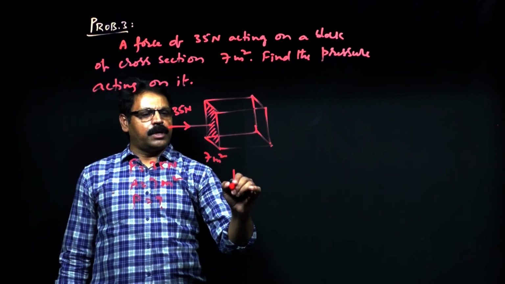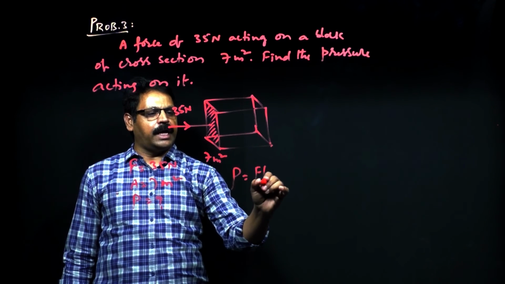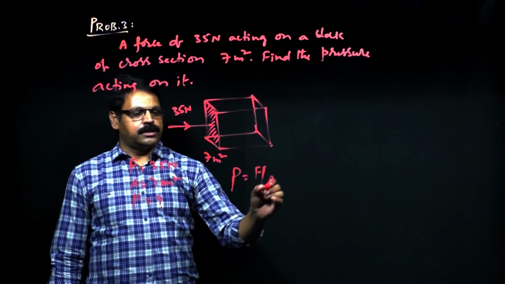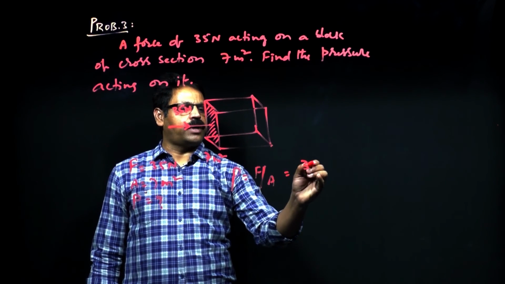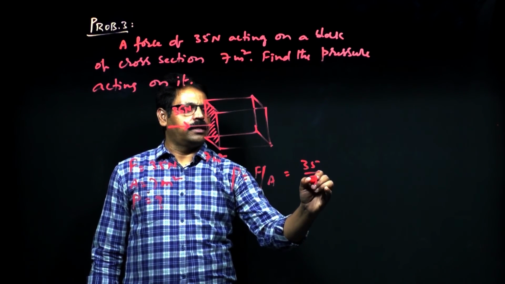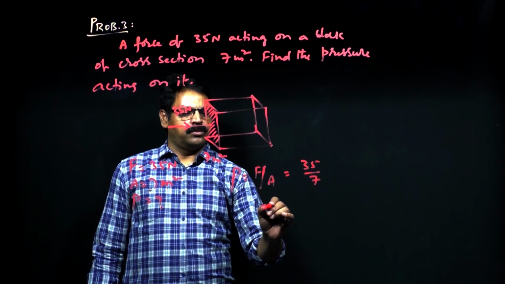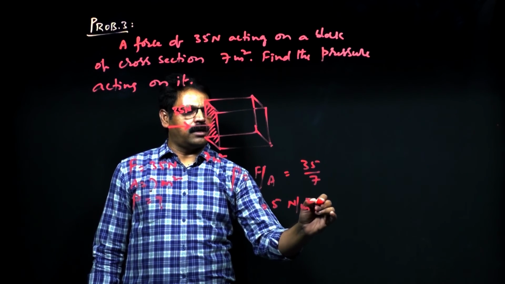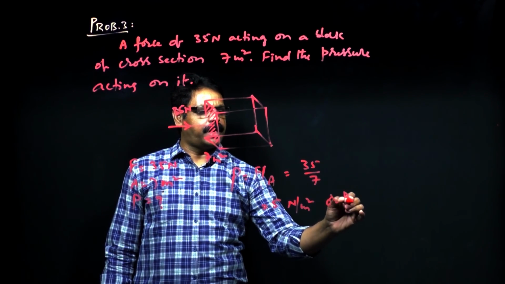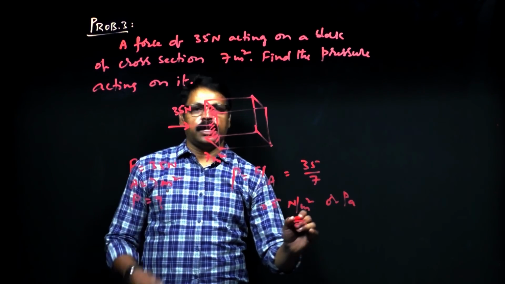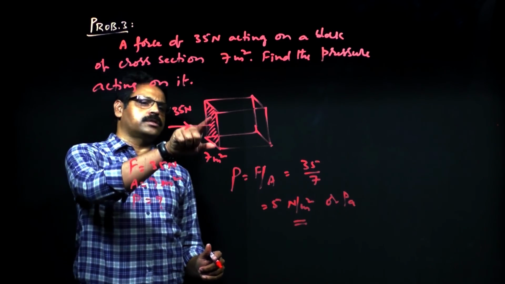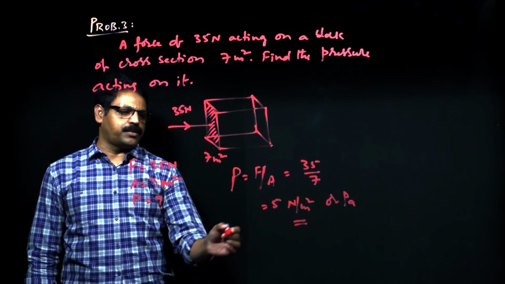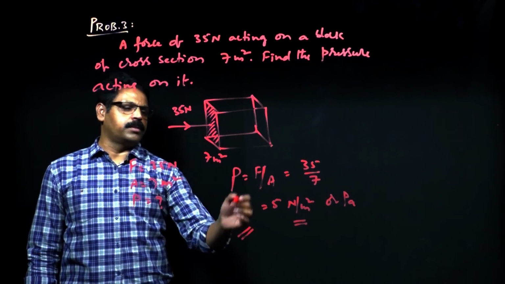So we have a formula P is equal to F by A. Now substitute the values over here. That comes out to be 35 divided by 7 equal to 5 Newton per meter square, or you can also call this the Pascal. So the pressure exerted by this force on this cross sectional area is going to be 5 Newton per meter square. This is how the problem can be solved.